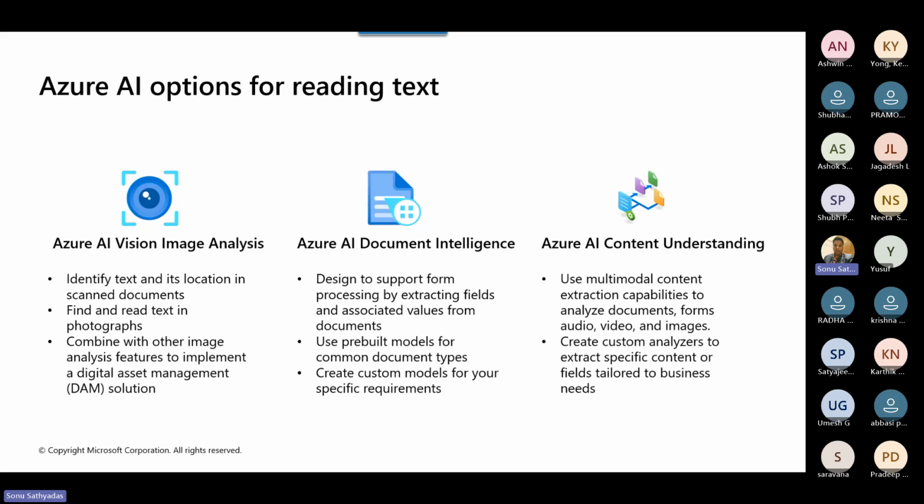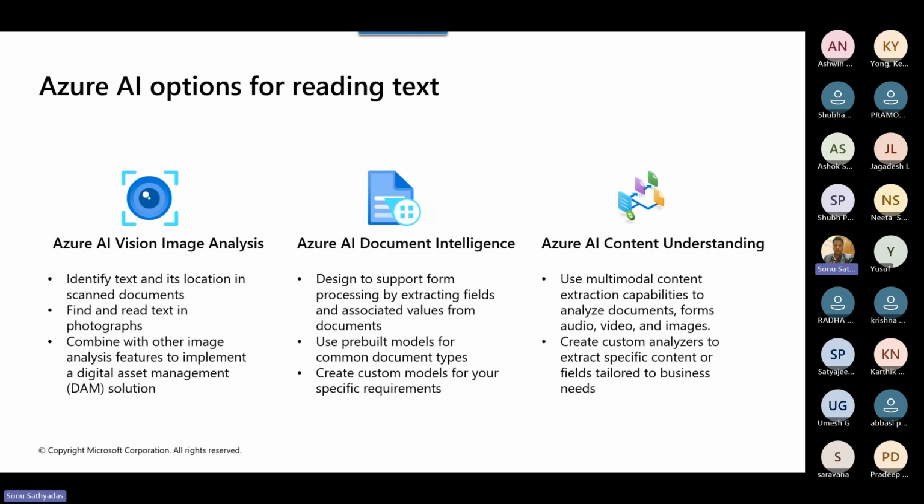Okay. So what is the difference is in AI Vision, we identify the text and its location in the scanned document. So this is the simplest API that uses the OCR feature to read the text. Means not very complicated structured documents. It's just to read the text, not in a structured manner. Find and read the text in photographs. So if you have ID card photos or visiting card photos or some recipes, you can take the photo and from the photo you can read the text.